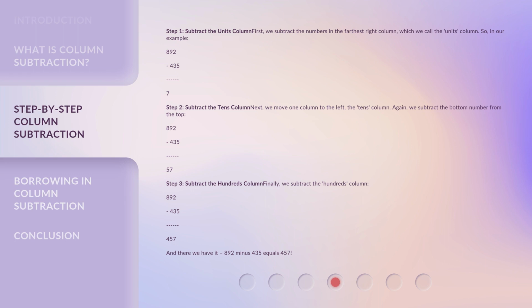Subtract the hundreds column finally. We subtract the hundreds column. 892, 435, 457. And there we have it, 892 minus 435 equals 457.